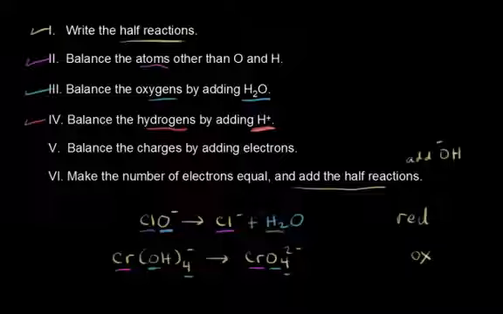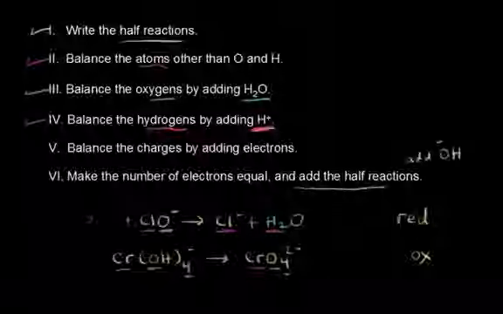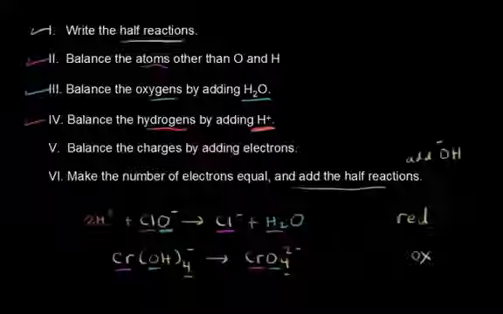And so therefore, I need 2 hydrogens on the left side, because right now I don't have any, and I'm going to balance them by adding them in the form of protons. So I have to add 2 protons to the left side of my reduction half reaction, and now I have 2 hydrogens on the left and 2 hydrogens on the right.